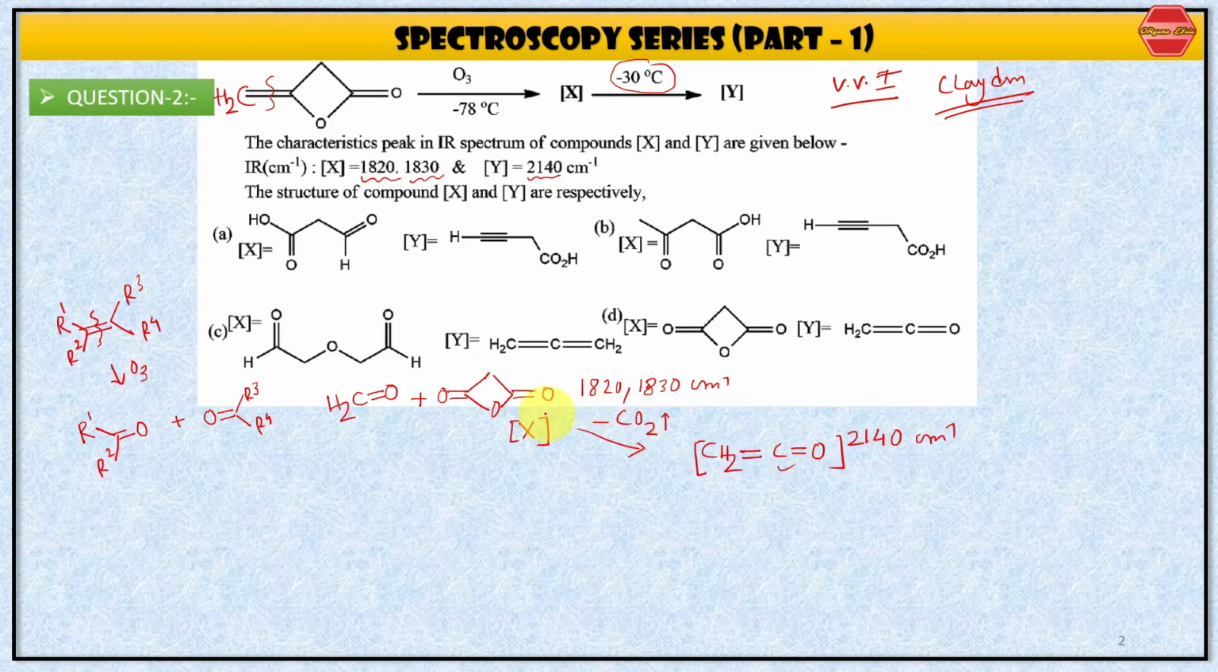Now how will this CO2 be removed from the system? This CO2 will be removed from the system in this way. So it will remove one molecule of CO2 and it can generate this ketene. Now see, you can easily predict the answer. The X and Y will be your D.